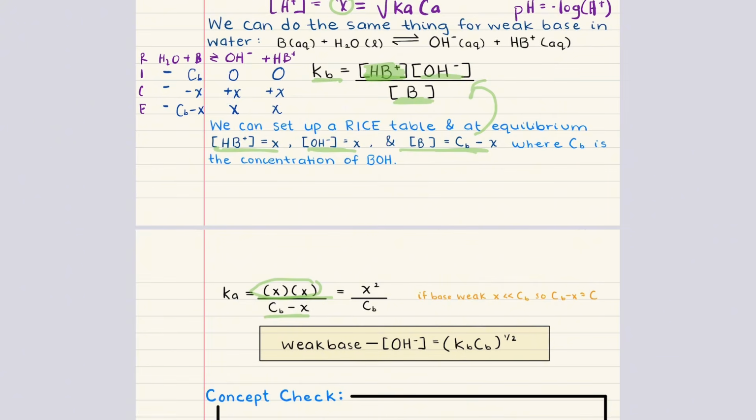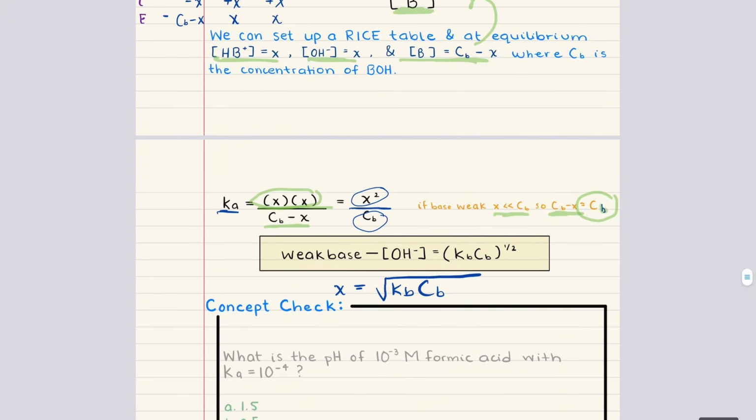And just like before, if the base is weak, then X is small compared to C sub B. So we approximate C sub B minus X as simply C sub B. That reduces the equation to Kb equals X squared over C sub B, and we can rearrange that to solve for X. X equals the square root of Kb times C sub B. Since X is the hydroxide concentration, our shortcut is, for a weak base in water, the hydroxide concentration equals the square root of Kb times the initial base concentration.